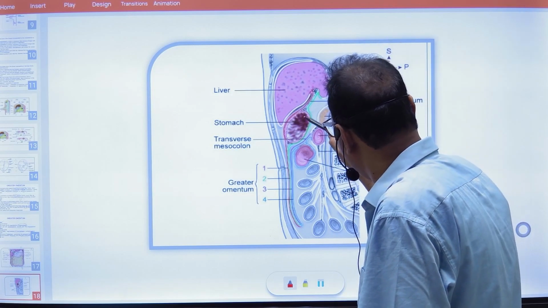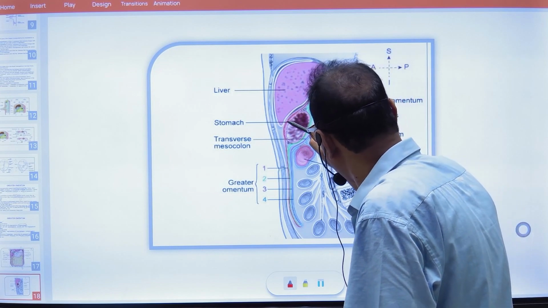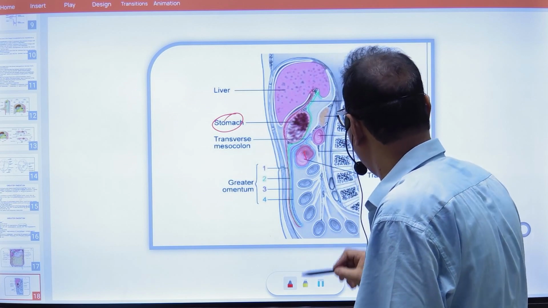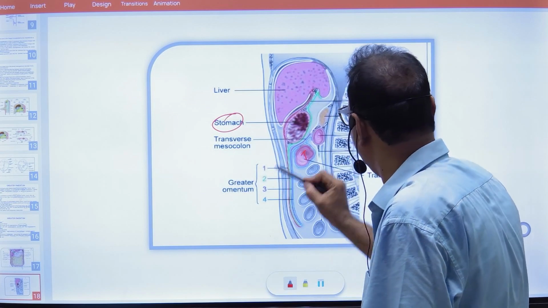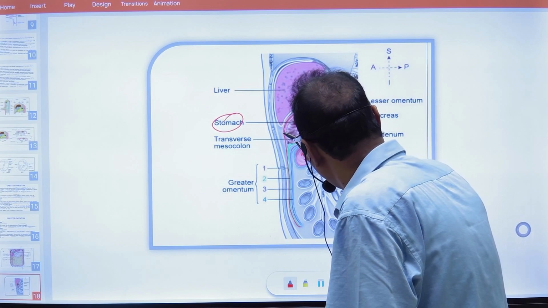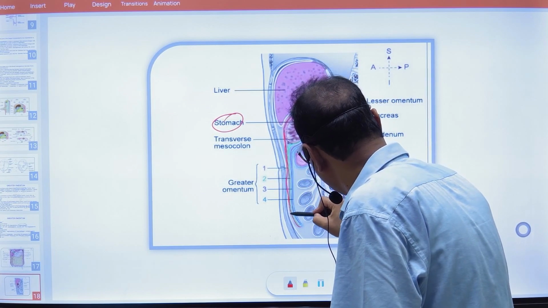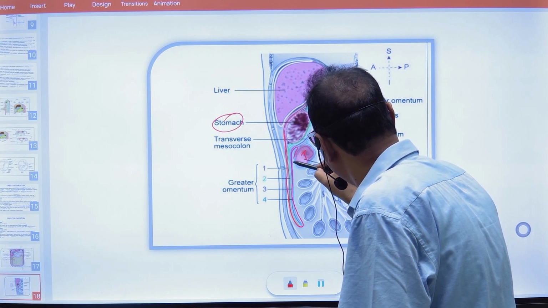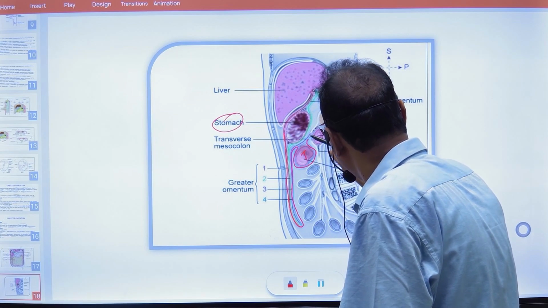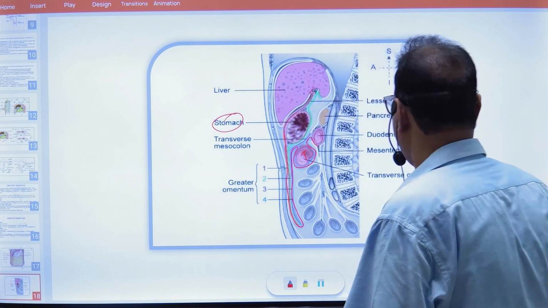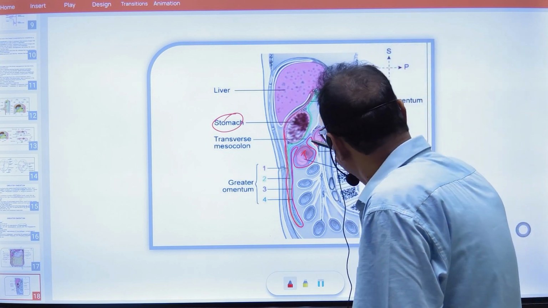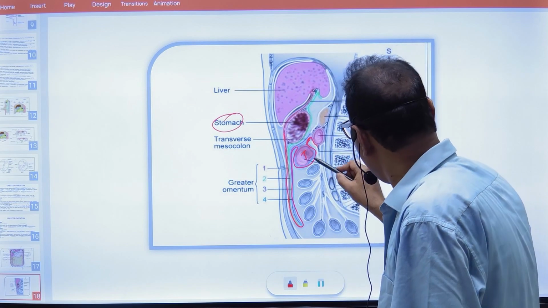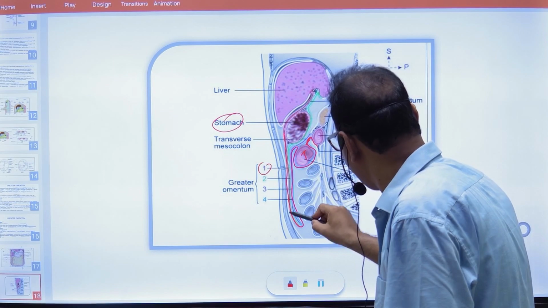Now, if we want to see the greater omentum over here, this is the stomach and this one is the transverse colon. We are concerned with the greater omentum only. We are not tracing the peritoneum. So this one is the first layer of the peritoneum, and the first layer becomes the fourth layer. It goes like this and comes like this. This red line is the first layer, and this one is the fourth layer.